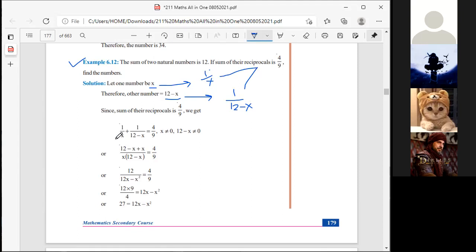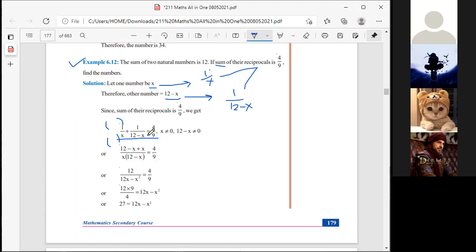Their sum, they are saying, is going to be 4 upon 9. So I added them and I got 4 upon 9. Now tell me, can I do the addition like this? Denominators are not the same. So to make the denominator the same, I have to multiply this with 12 minus x. If I multiply the denominator, I have to multiply the numerator also with 12 minus x. So I get 12 minus x plus x upon x times 12 minus x. Am I right?